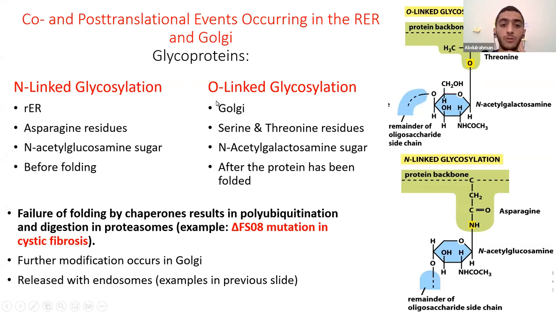So O for Golgi apparatus, okay? So O-link takes place in the Golgi apparatus. What happens is we're going to have serine and threonine residues, or amino acids, that are found in this protein. These guys will have a sugar added on them. And what's the sugar? It's the N-acetylgalactosamine.